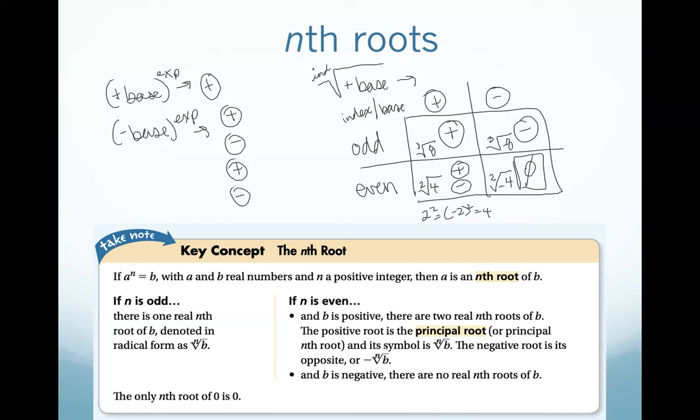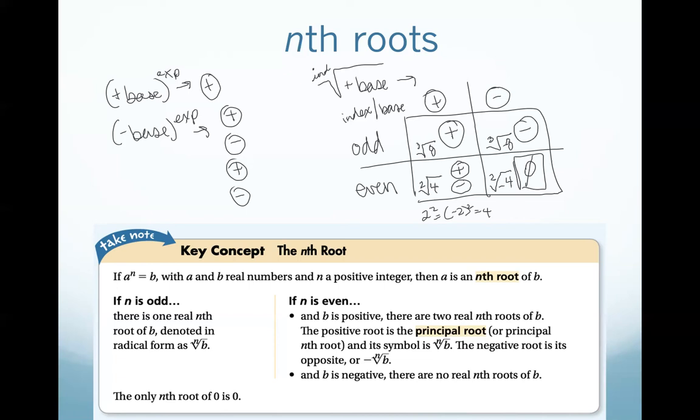If a to the n is b, and a and b are real numbers, and n is a positive number, remember when we had a negative exponent, we got fractions. So what this is saying is that it's not a fraction. Then a is the nth root of b.